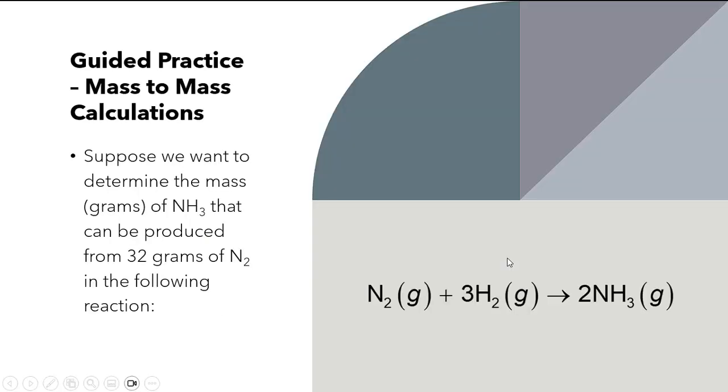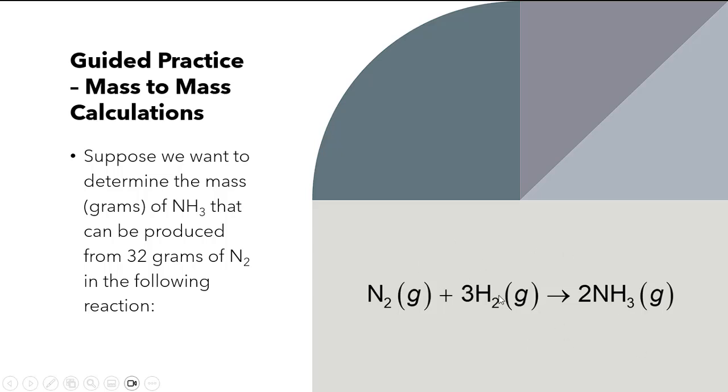All right, so why don't we practice now doing a mass to mass calculation? We've done the mole to mole, a very simple one step, but what if we are asked to do a mass to mass calculation? A question might look like this. Suppose we want to determine the mass in grams of ammonia that can be produced from 32 grams of nitrogen in the following reaction: nitrogen plus hydrogen gives us ammonia.